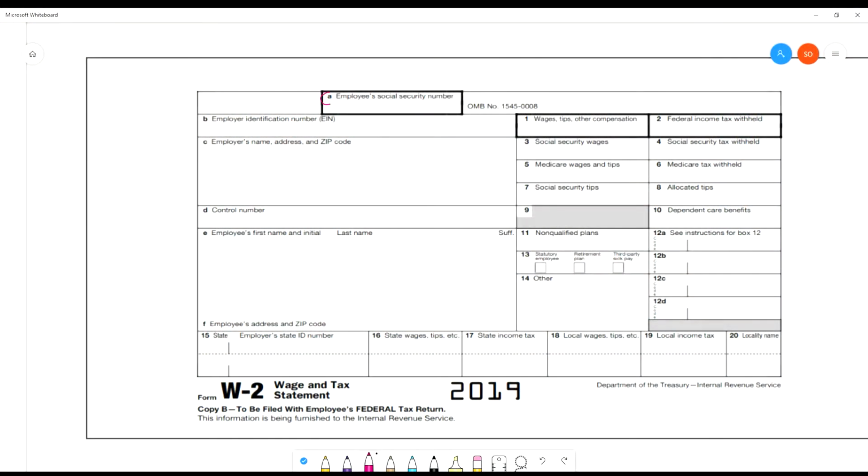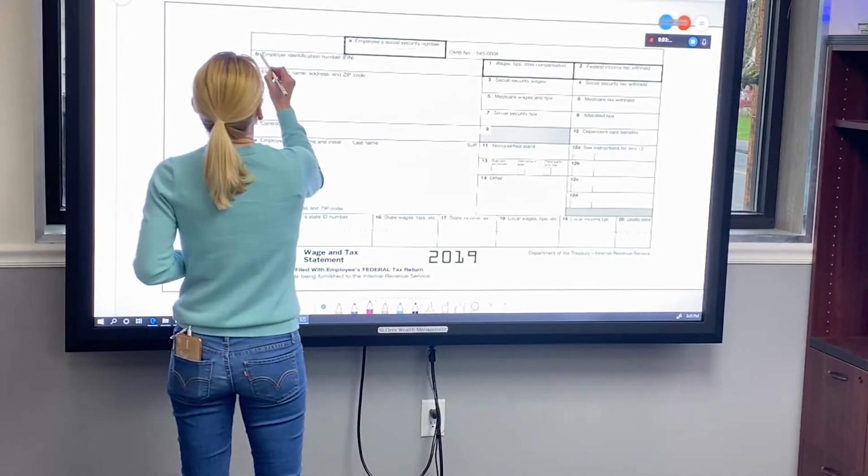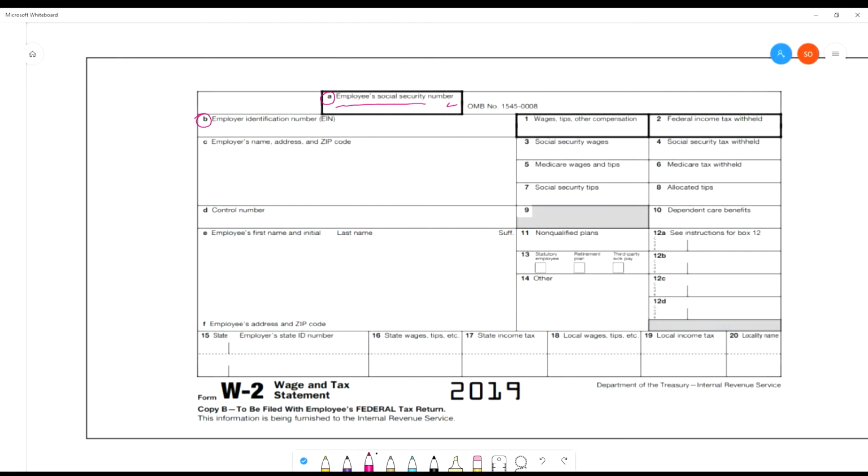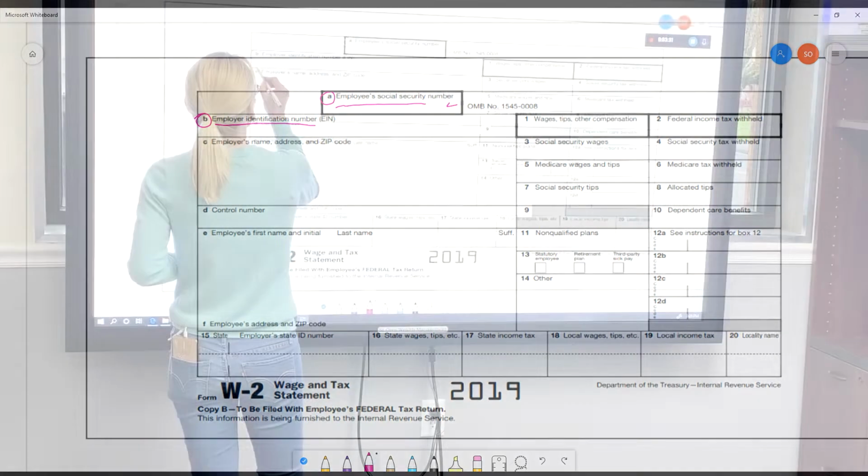Box A includes your Social Security number. You should always double check and make sure that this number over here is correct. It probably will be one of the most important items. Box B is your employer identification number. It's basically the equivalent of a person's Social Security number.